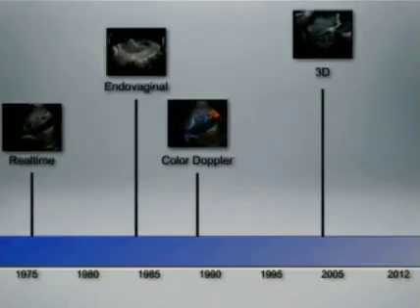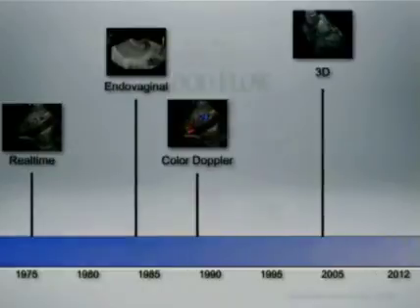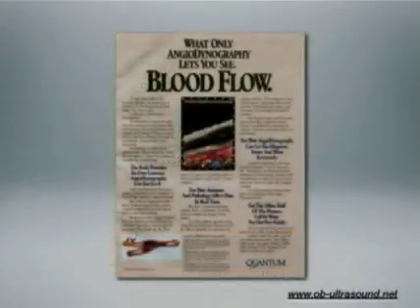There's something similar with all these advances, and I think color Doppler really exemplifies that well. This image that I found online is a shot of an ad for the first color Doppler ultrasound machine from a company called Quantum. And you can see how they were trying to market this. They called it angiodynography, let you see blood flow for the first time. It really was a great change in the way we looked at blood vessels and looked at flow in solid tumors and so on.